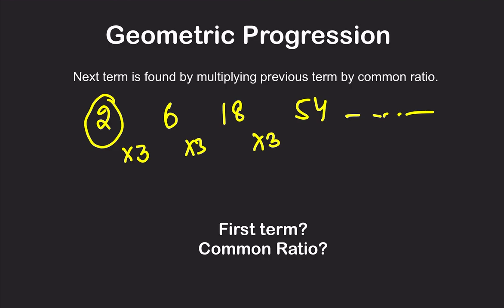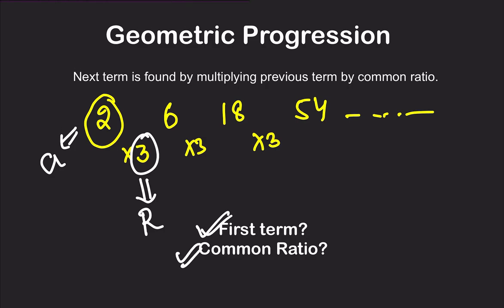Here what is the first term? The first term is just this part, and it is again denoted as a. What is the common ratio? In the arithmetic progression there was a common difference. Here we have a common ratio, and the common ratio is denoted by r. So the first term is the first term of the series, and the common ratio is whatever is getting multiplied to get the next number. I hope it is clear.